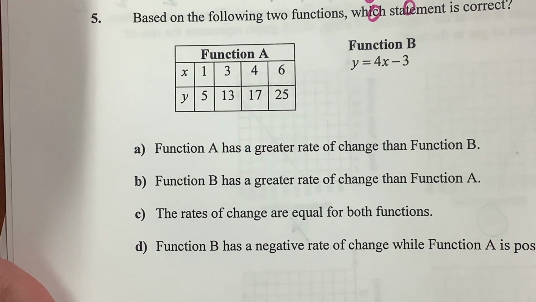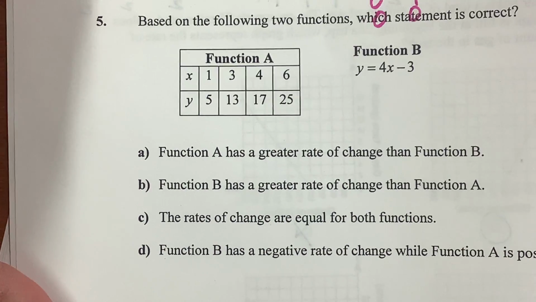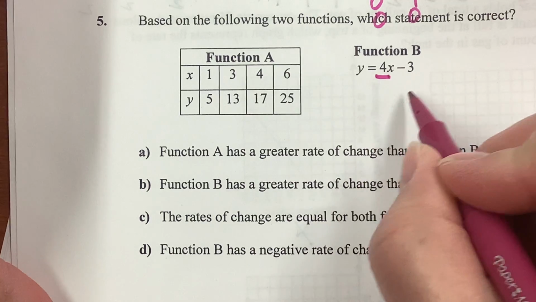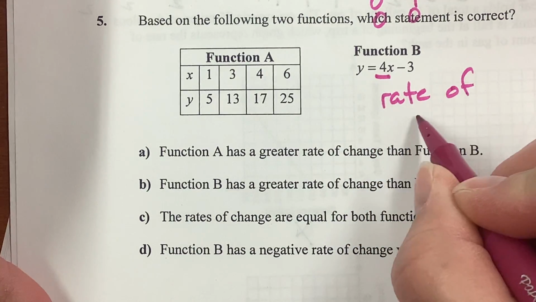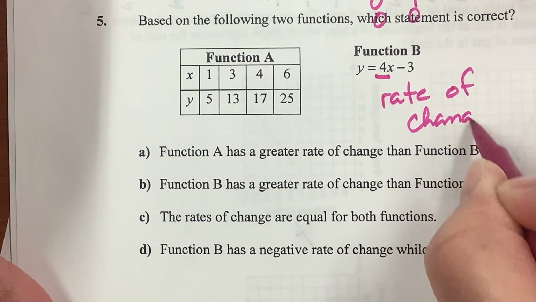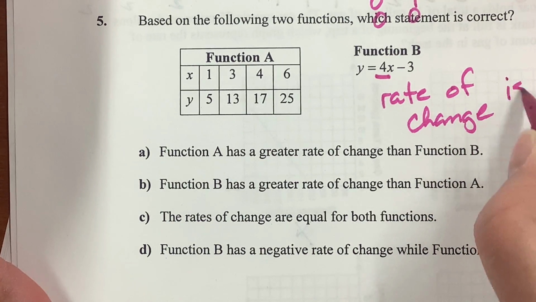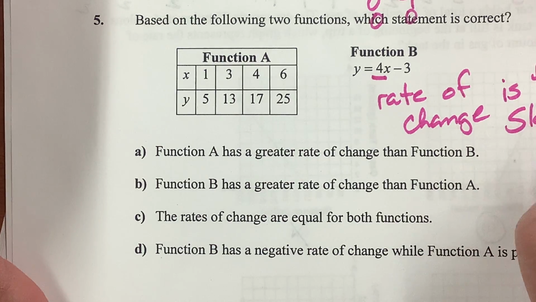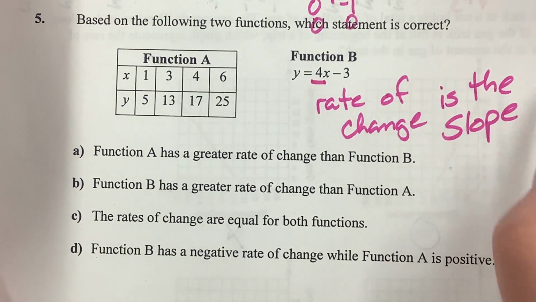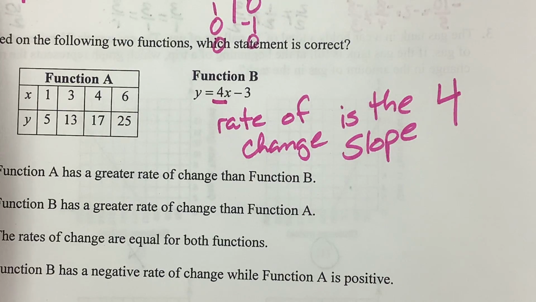Based on the following 2 functions, which statement is correct? Rate of change is a slope. So this one has a slope of 4. Rate of change is the slope, and on this equation, it's 4.